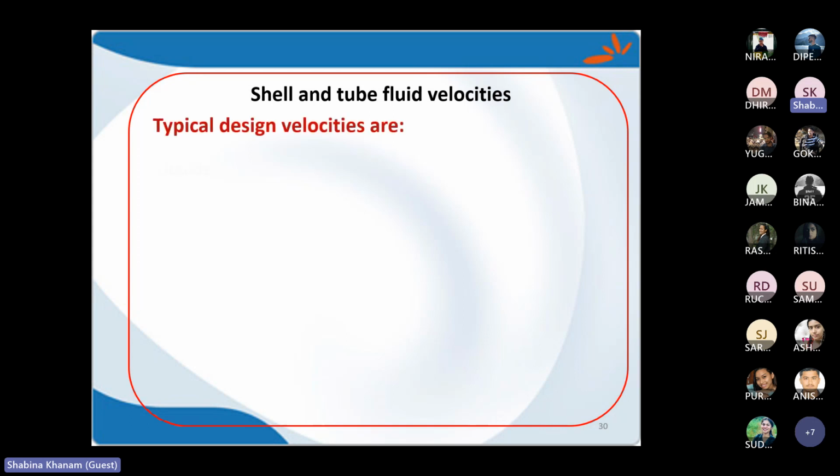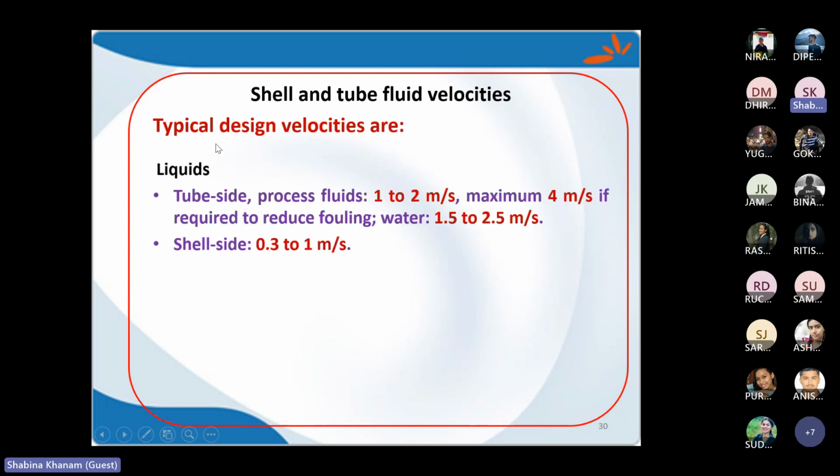So typical design velocity we need to consider for tubes. For liquid, tube side velocity should be 1 to 2 meter per second. Okay, that is the permissible limit. If you are dealing with process fluid, meaning other than water, velocity should be 1 to 2 meter per second, maximum 4 meter per second if required to reduce fouling.